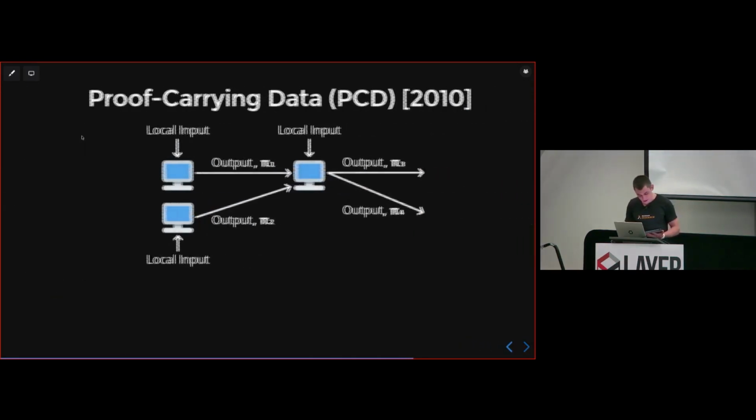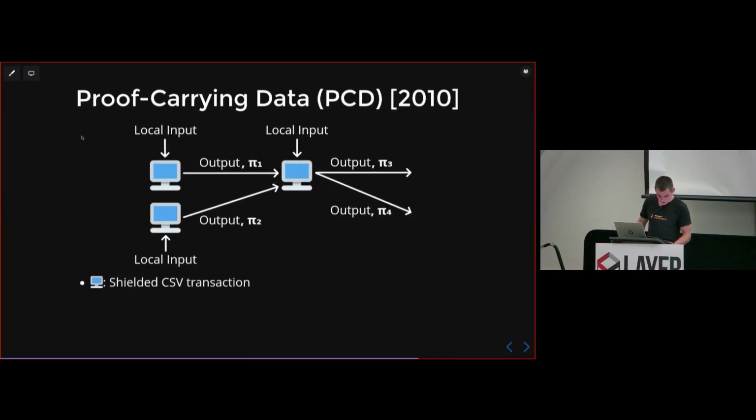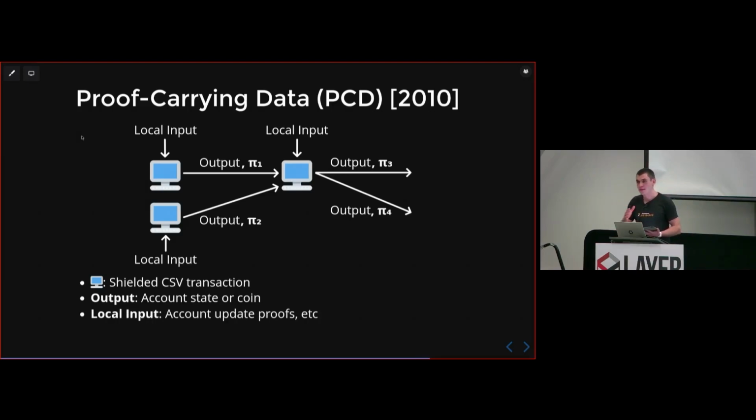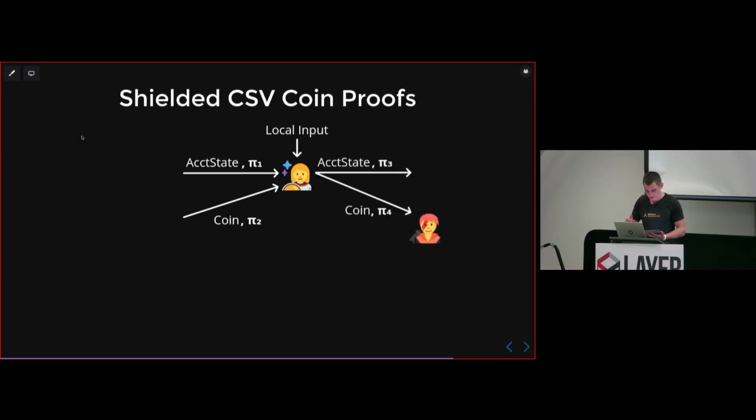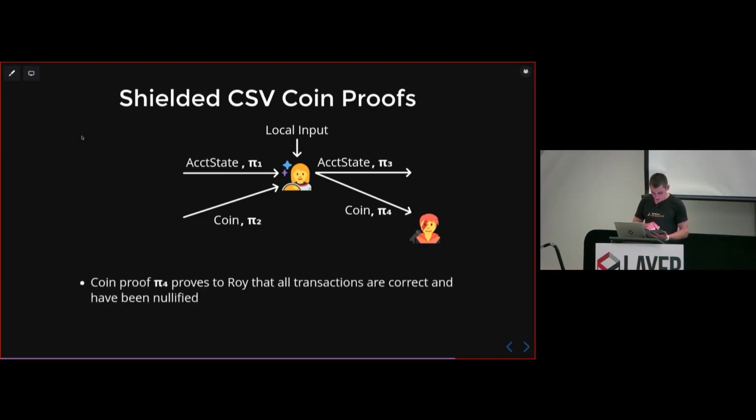So maybe you can already guess how we can use that in the CSV protocol. Every node in the computation roughly corresponds to a shielded transaction. The outputs are either account states or coins. The local input is the data necessary to prove a correct account state transition, and the pi's are the coin proofs. More concretely, in order to create a coin proof, Sally takes her current account state, some coin, and the corresponding proofs, as well as her private input, and creates a new account state and proof, and a new coin, and a coin proof that she sends to Roy. The proof proves to Roy that all transactions are correct and have been nullified, succinct and zero knowledge.